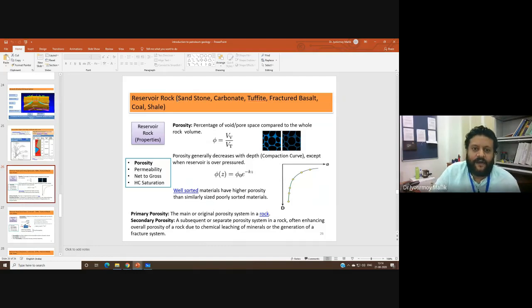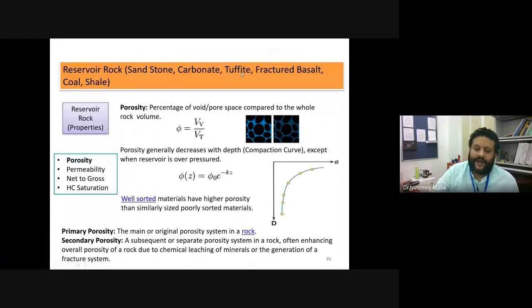So a reservoir rock can be a sandstone, it can be a carbonate, it can be a tuffite. Tuffite is essentially volcanic ash. It can be a fractured basalt. It can be coal. It can be shale. You see, basalt doesn't have its inherent porosity or permeability. So if you want to induce porosity and permeability into it, then you have to essentially induce secondary fractures into it. You have to fracture the rock. Then if you fracture the rock, then you will perhaps have some porosity and permeability in the system.